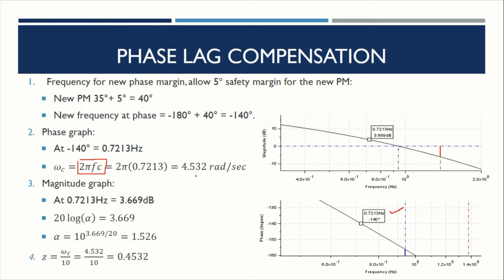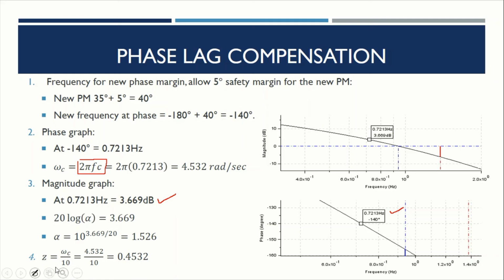And the value is 4.532 radian per second. In the magnitude graph, you have to find the magnitude in dB. Just now, you got the frequency 0.7213, so you have to find the magnitude at 0.7213 Hz. Then you can get the value of the magnitude in dB. You have to convert the value in dB to unitless using the formula 20 log alpha. Then you can get the value of alpha, 1.526.